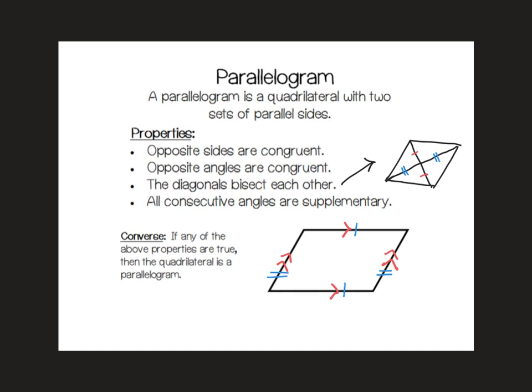And then all consecutive angles are supplementary. So consecutive angles means in a row. So that means that, how do I want to do this? These two angles add up to be 180. These two angles add up to be 180. These two add up to be 180. And the same thing happens down here. These add up to be 180.